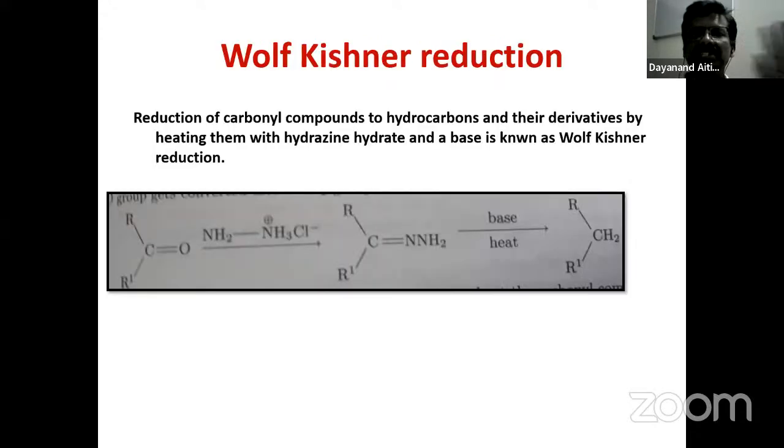Wolff-Kishner reduction. This is also very important. It is the reduction of carbonyl compounds to hydrocarbons and their derivatives by heating them. Just now we saw how hydrazine is added and H2O removed. It is just a nucleophilic addition. Now in the next step, in the presence of a base, it gives alkanes, that is saturated compounds. Carbonyl compound is converted into alkane. C double bond O is converted into a CH2 group.